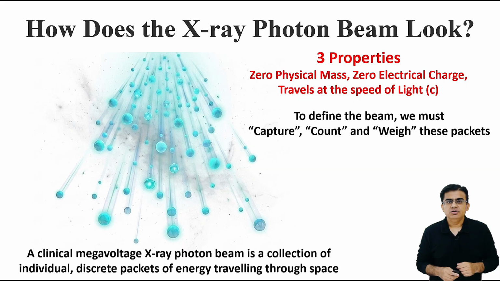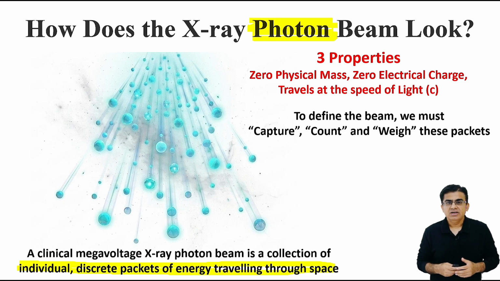Instead, you should picture the beam as a huge collection of individual discrete packets of energy. We call these tiny packets photons. Think of the beam as a heavy shower of billions of small raindrops. They are traveling independently through space.